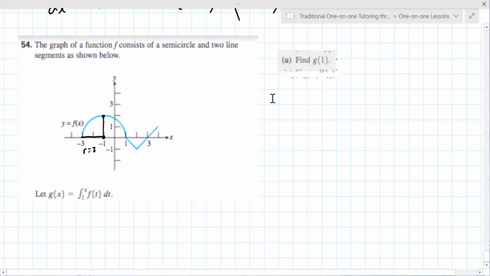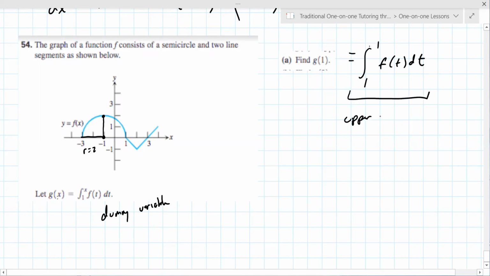For g of 1, going off of this notation, it wants you to find the integral from 1 to 1, because x is now 1 and x goes in that upper bound. They just use t instead of x, but the variable is irrelevant. Sometimes it's even called a dummy variable. So the integral of f of t dt, and this is a property: whenever the upper bound equals the lower bound, this always equals 0. Doesn't matter what's inside, it's always 0.